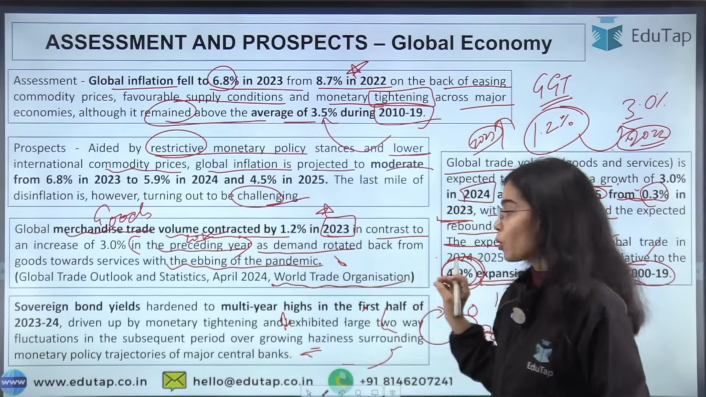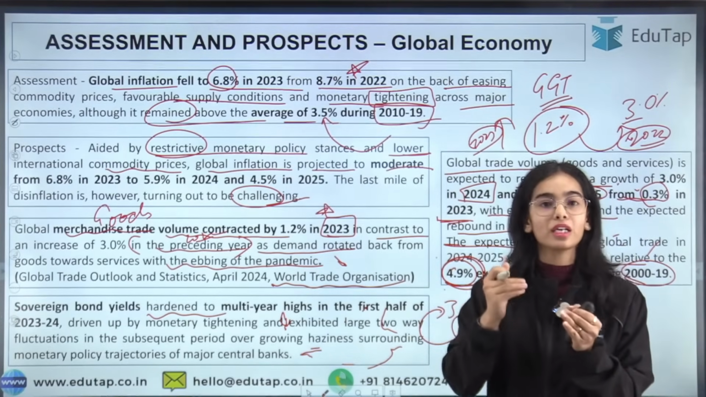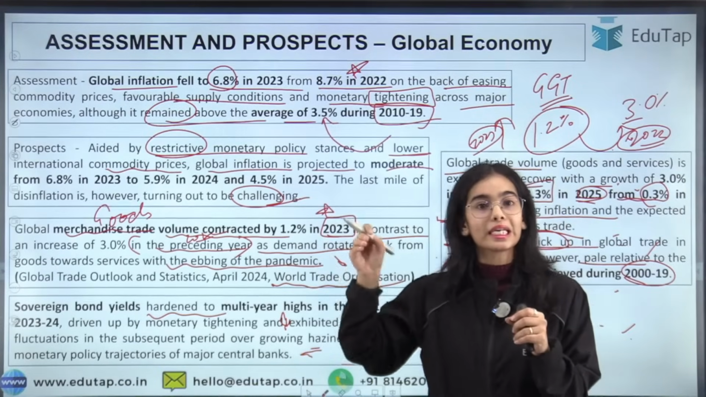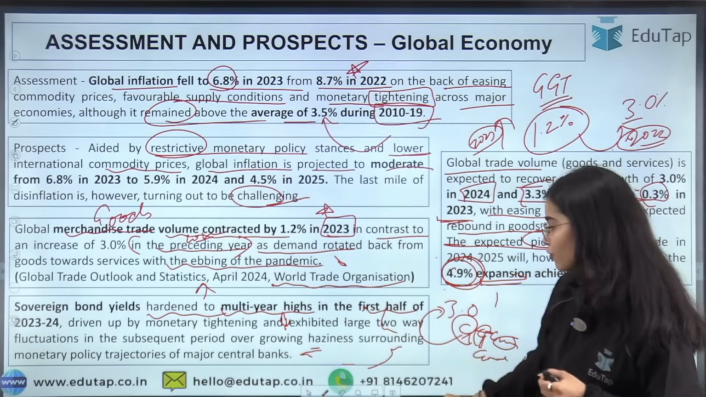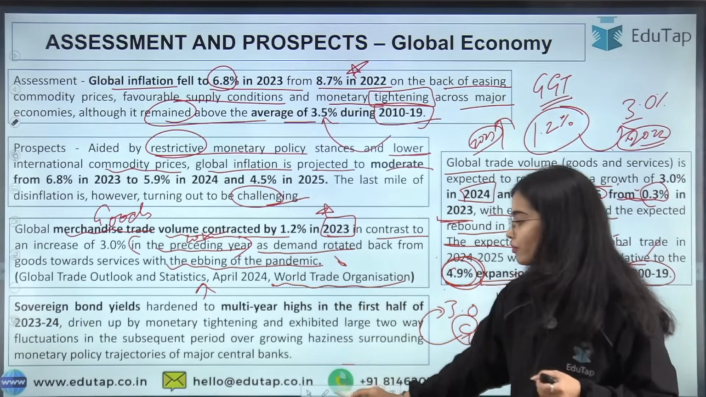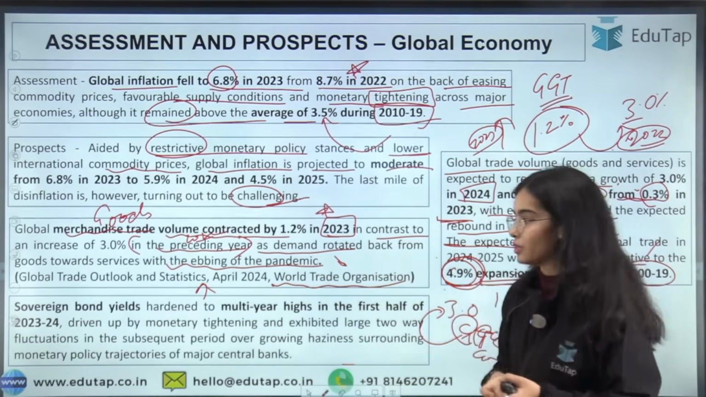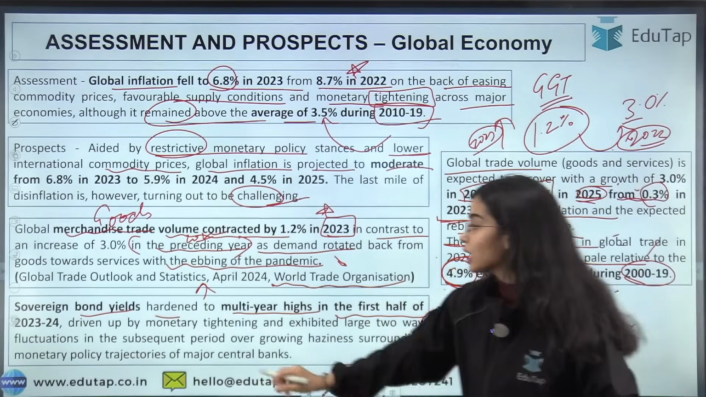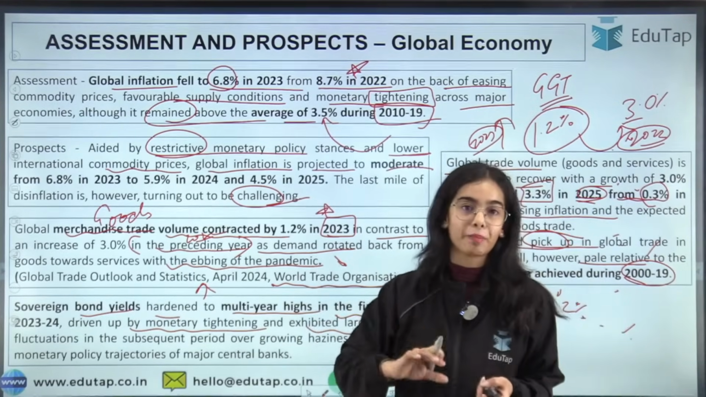So sovereign bond yields hardened to multi-year highs. What was happening in 2022 is that the sovereign bond yields, that is the government bonds all over the world, were decreasing. But now they have increased to multi-year highs in the first half of 2023-24. This is something good, but it has come because of the increase in the repo rates, the increase in rates by the monetary authorities. So sovereign bond yields hardened to multi-year highs in the first half of 2023-24, driven up by the monetary tightening, and exhibited large two-way fluctuations in the later part.